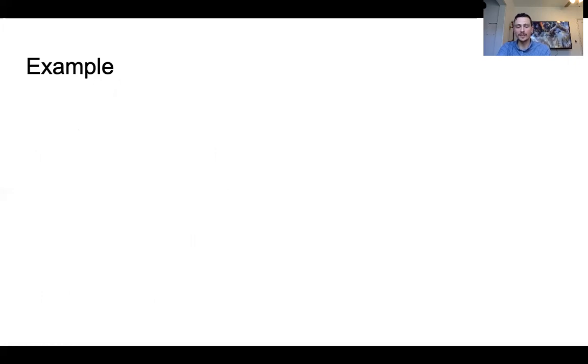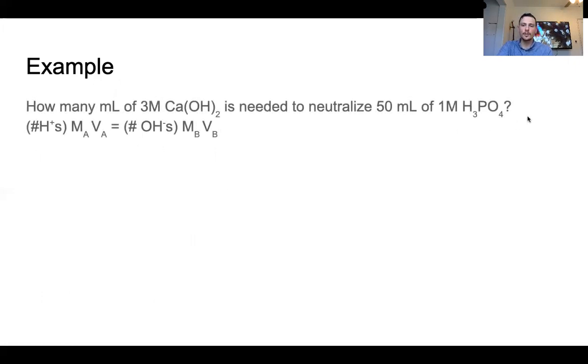Okay, so here's a second example. I want to know how many milliliters of 3 molar calcium hydroxide is needed to neutralize 50 milliliters of 1 molar phosphoric acid. This one has slightly different numbers because we have calcium hydroxide, which has 2 hydroxides for every molecule of our base. And our acid here is a polyprotic acid, phosphoric acid, meaning it has 3 acidic hydrogens. So again, we just use this equation here. I'm going to walk through it a little slower, to give you some time to do it on your own.